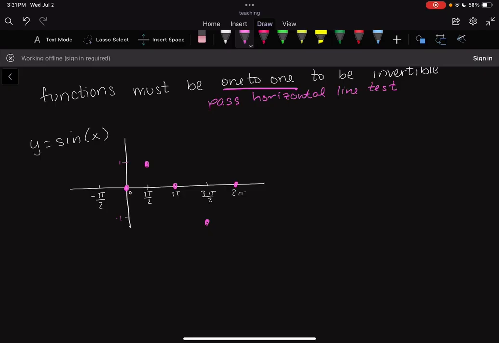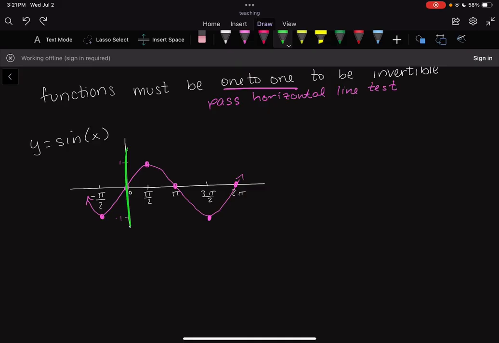And over here, negative pi over 2 is the same as 3 pi over 2, so negative 1. Trying to draw these as best as I can. So here's what the graph of sine looks like. Often when we were graphing, we only really looked at this half of it, and that's fine. I just showed you a little bit extra, and there'll be a reason for that.